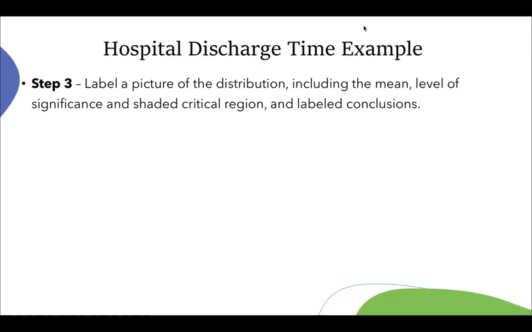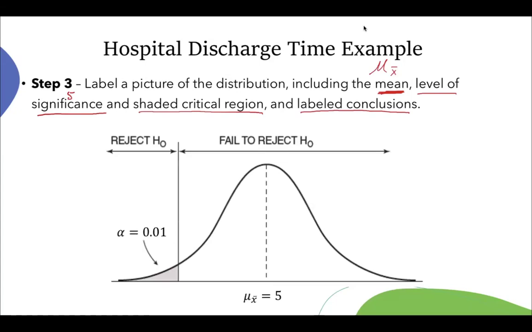Next, we're going to build our picture. Our picture puts our mean in the center, and that's going to be the mean of the sampling distribution. It's going to indicate the level of significance, which was, I think, 5%, and it's going to be on the left-hand side. The critical region is going to be shaded in on the left-hand side. Across the top, we're going to label the conclusions, reject H0 and fail to reject H0. So here's our mean of the sampling distribution in the very center.